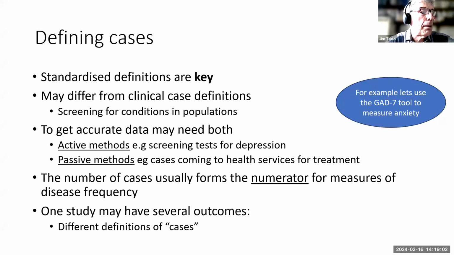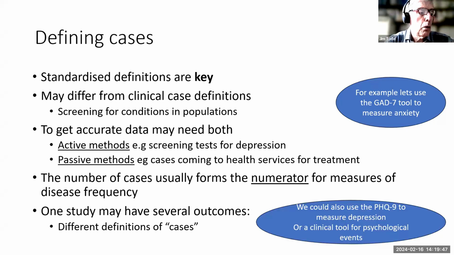An example here is that we might be using the GAD-7 tool to measure anxiety. I'm not sure whether everyone is aware of the GAD-7 tool, but that's a particular set of 7 questions which have been developed and validated to measure anxiety. And so people with a score greater than a particular cutoff will be considered to have anxiety, and people who don't reach that cutoff will be said to be free of anxiety. So we might be using the GAD-7 tool as one of the measures in our study. But then we might also have another measure in the same population. We might be using the PHQ-9, which is a different set of 9 questions used to measure depression in a population.